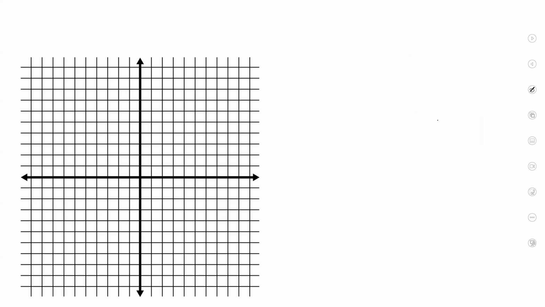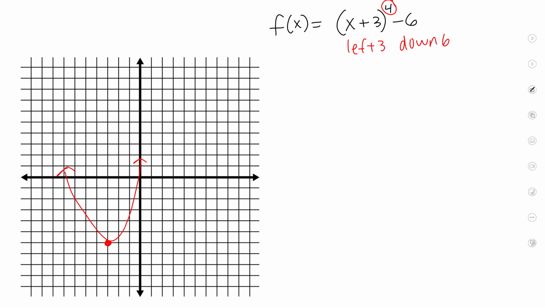Let's say I have something that's not one-to-one, such as (x + 3) to the 4th power minus 6. What's the transformation here? Yep. It went to the left 3 and down 6. So that means I'm right 1, 2, 3, 4, 5, 6 right here. And it looks like this. It's going up. That's a rough sketch. Went left 3, down 6. It's a U shape because the exponent's even.